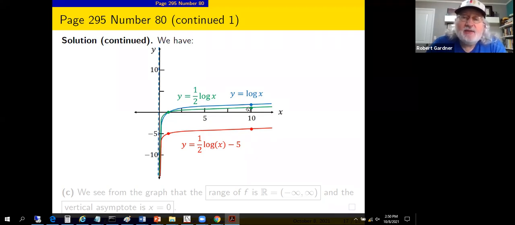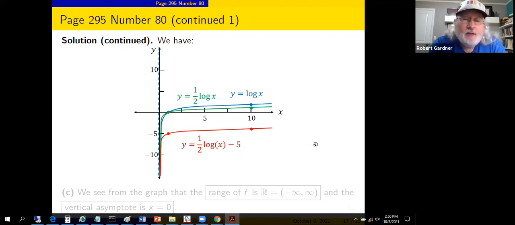And then we needed to take the green one and shift it down 5 units. So this point goes down 5 units. This point goes down 5 units. The vertical asymptote stays the same, or if you like, it moves 5 units down, but that doesn't change the vertical asymptote. And so the function we were interested in, 1/2 common log x minus 5, looks something like the function in red.